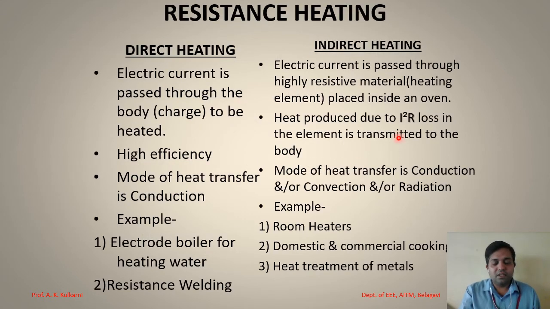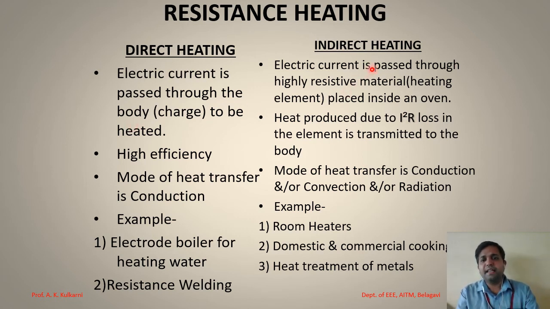As we already classified, there are two types of resistance heating: one is direct heating, another is indirect heating. Let us see what direct and indirect heating are. In direct heating, electric current is passed through the body or charge to be heated. We take the heating element and pass electric current through that element so that it gets heated up.